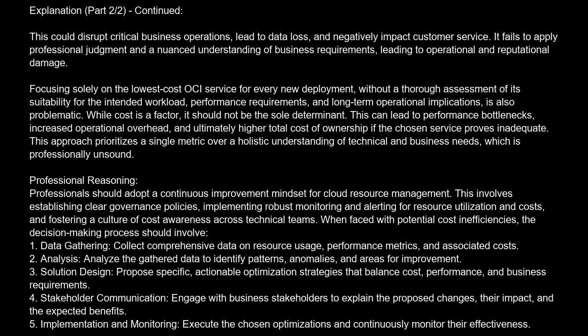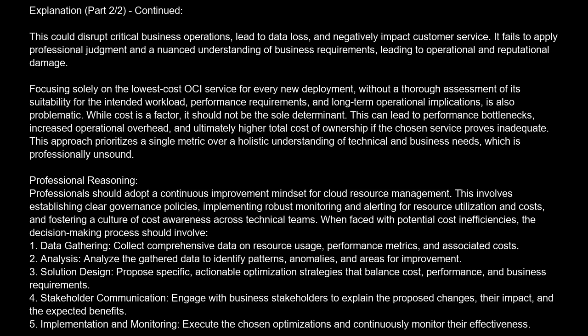This could disrupt critical business operations, lead to data loss, and negatively impact customer service. It fails to apply professional judgment and a nuanced understanding of business requirements, leading to operational and reputational damage.